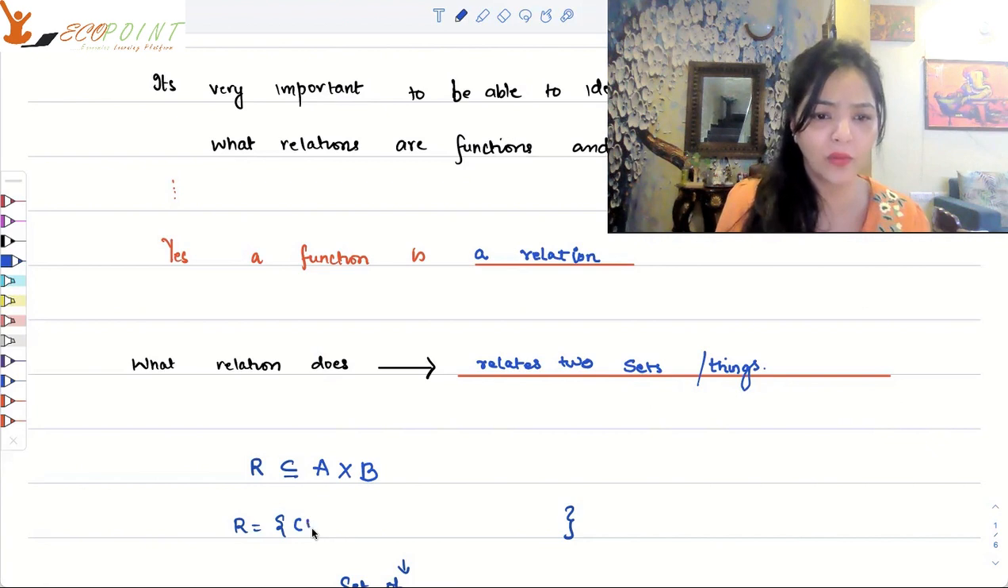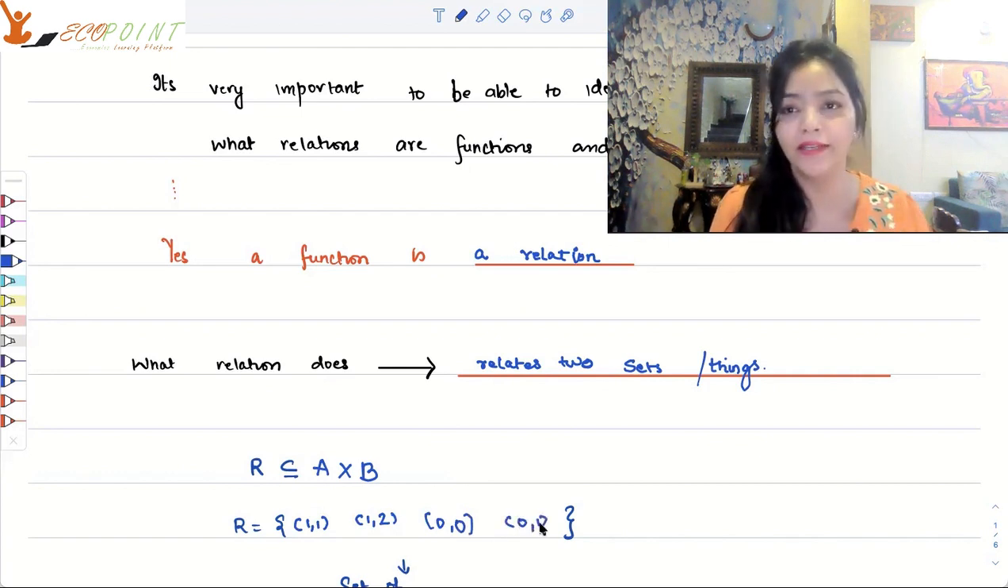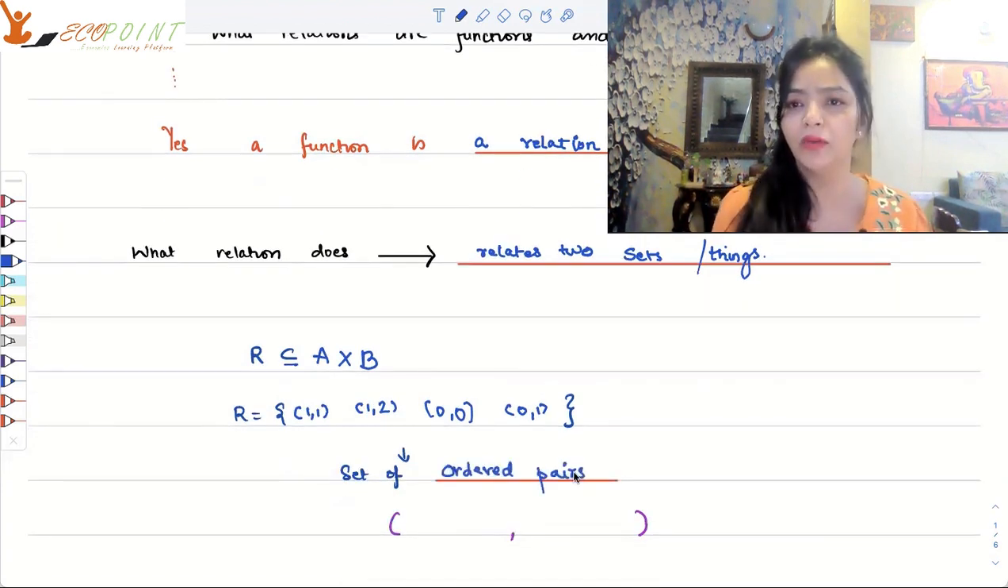Pairs like, you can have (1, 1), you can have, say, (1, 2), you can have (0, 0), you can have (0, 1). That's how I can define my relation set. It's a set of ordered pairs. And by now, we know the importance of ordered pairs, right? And in an ordered pair, in terms of relation, you have an input, and after applying the relation, an output gets generated, right?